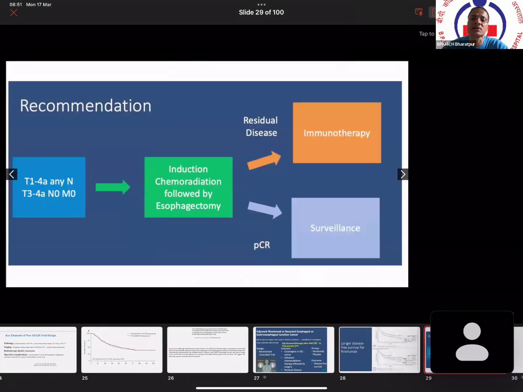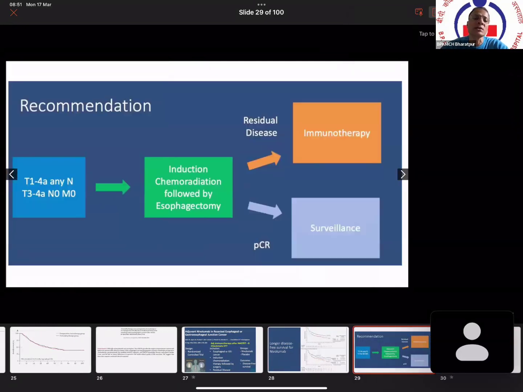So they recommended that for locally advanced tumors, like T1-4, N0, N plus patients, we start with induction chemoradiation as per the CROSS protocol followed by surgery. Then if there is a complete pathological response, we can keep the patient under surveillance. That's a very logical practice. But if there's residual disease, then we provide those patients with immunotherapy.